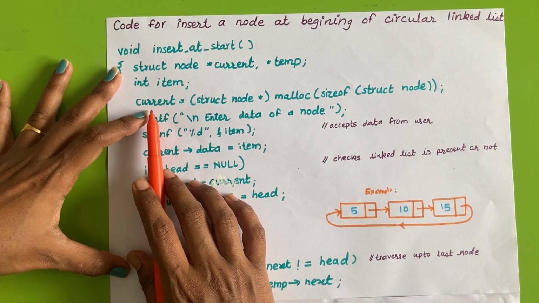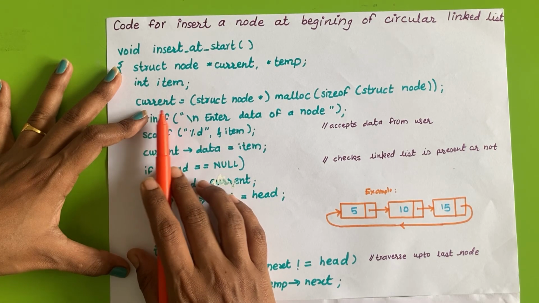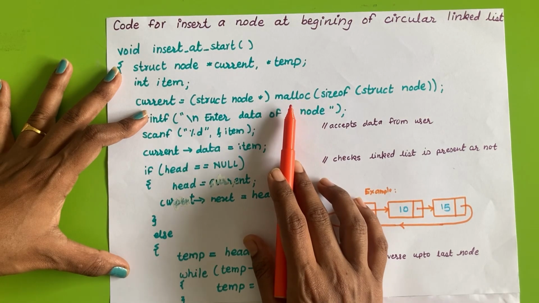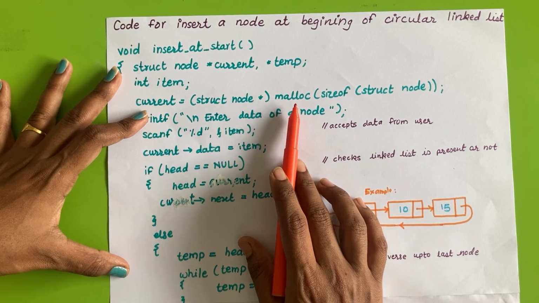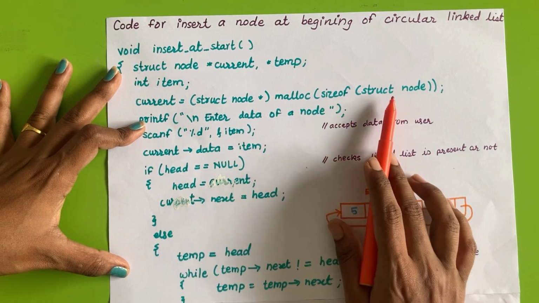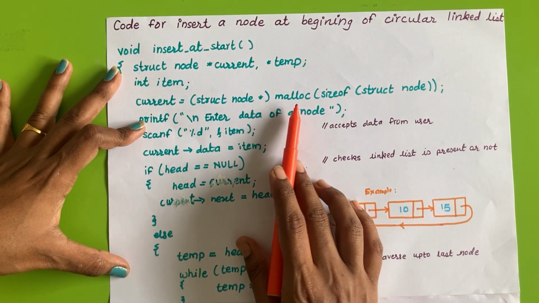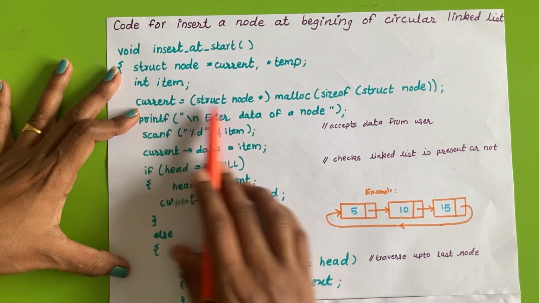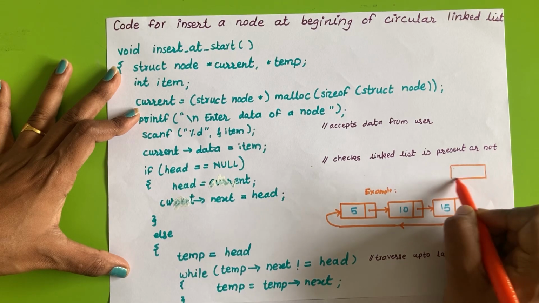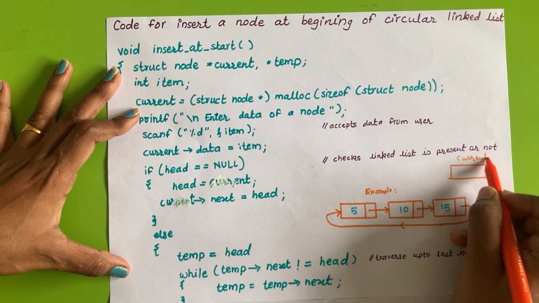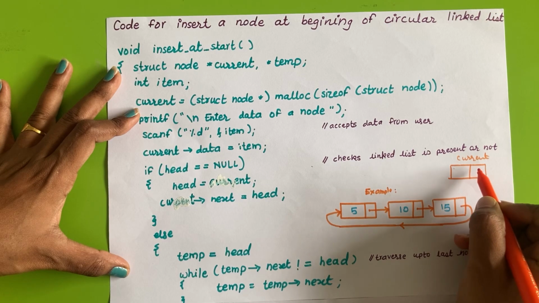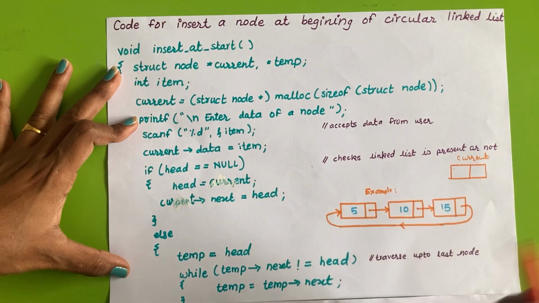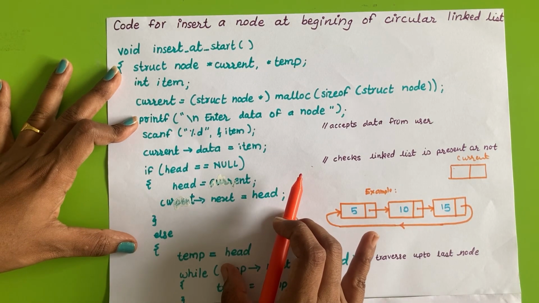So first we will allocate memory to the current node. That's why current is equal to struct node star malloc. This keyword is used to allocate memory of size struct node, and it will be of type struct node star. So here we have created a single node named current, which has two fields. One is the data part and the other field stores the address of the next node.